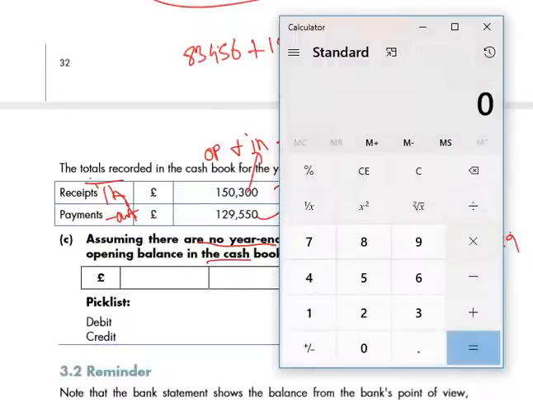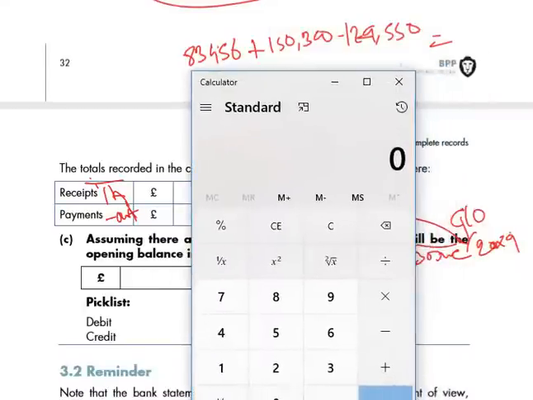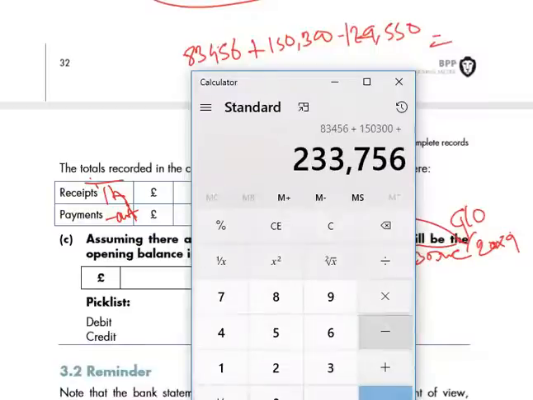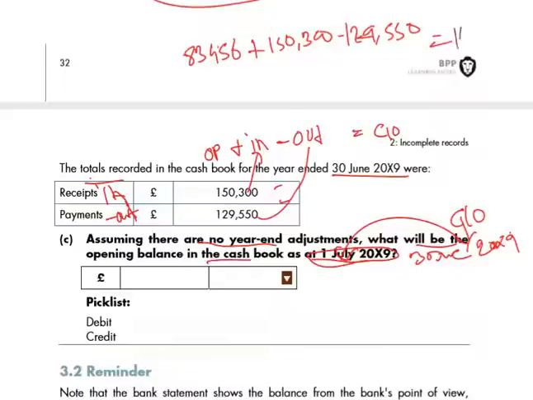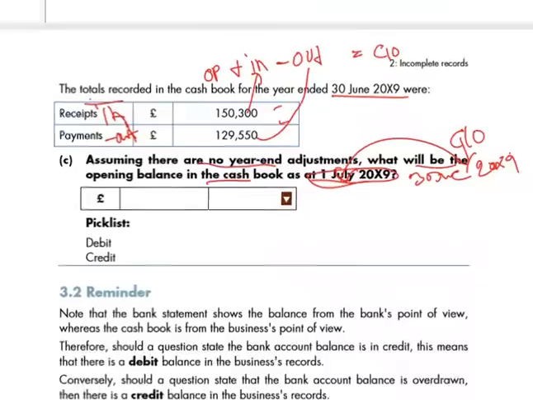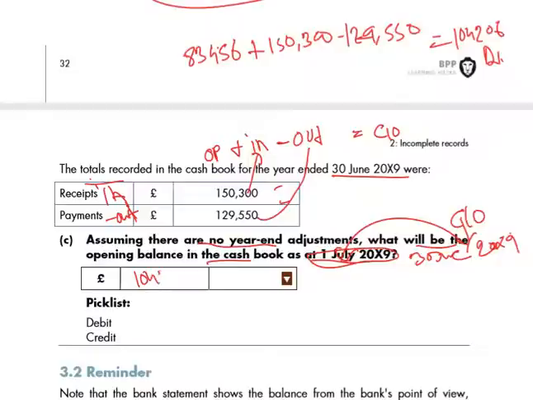Let's do on calculator. 83,456 plus 150,300 plus, oops, it's a minus, isn't it? 129,550. How much is the figure? Equals to 104,206. 104,206, and that's available money, positive money, debit money, and that's what I'm gonna write in the box. 104,206, and that's DR.